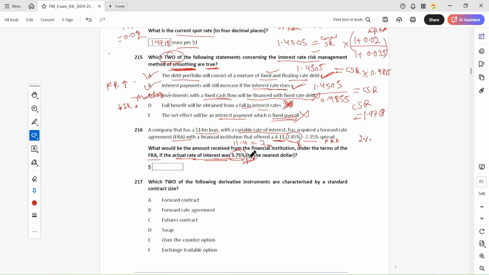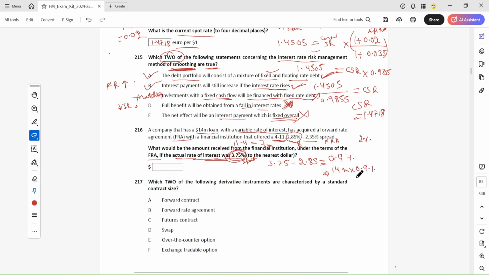So right now the actual interest rate is 3.75, so we would have to pay 3.75, but we only have to pay the 2.85 interest rate. So how much is the difference? This difference we will receive from the bank. The difference is 3.75 minus 2.85, which is 0.9%. This is what we will receive from the bank on 14 million.